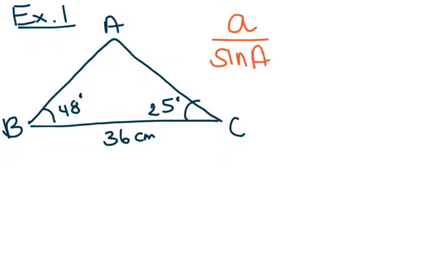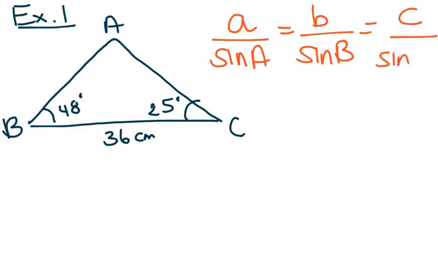A over sine big A equals little b over sine big B equals little c over sine big C. So we have to finish labeling this triangle before we can plug in what we know. If this is big A, this must be little a. And then this must be little b. And then this must be little c, because we're just going across the triangle.